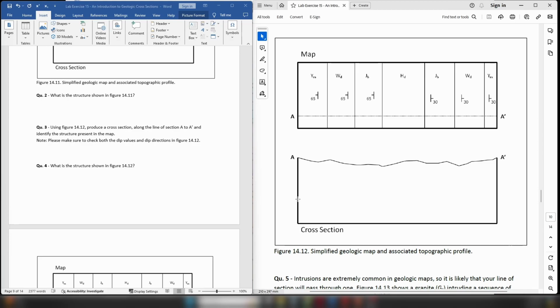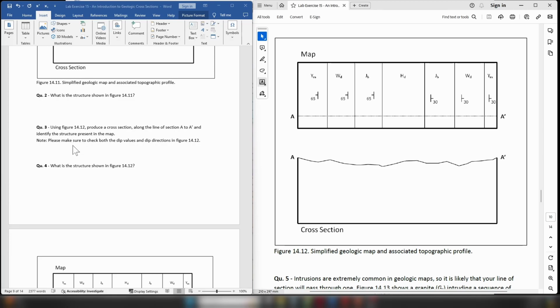Now, please, for this diagram, take a second and note the dip angles and the dip directions. All right. This diagram tends to be done incorrectly by students because they aren't taking note of the dip angles and the dip direction. So take a second and make sure you know in which direction towards A or A prime each boundary should be dipping.